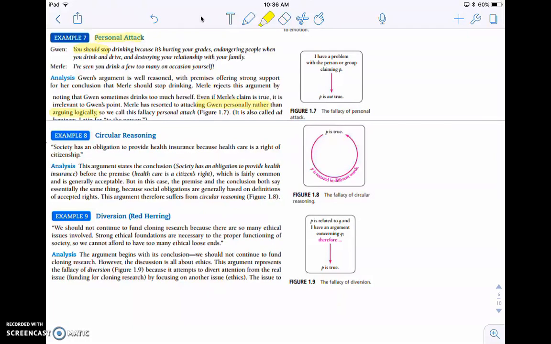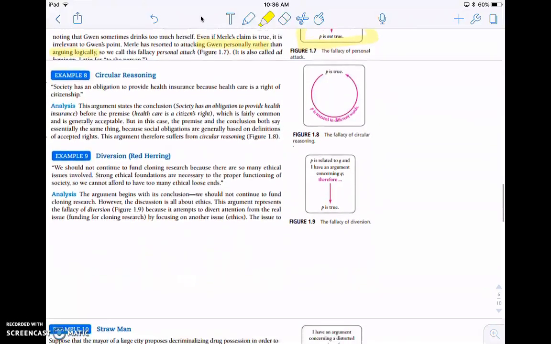And so the little explanation over here is: I have a problem with a person or a group that's making a certain claim, therefore that claim is not true. So they disregard the claim in a lot of cases and go right after the individual or group and don't address what has been mentioned in the argument to begin with.